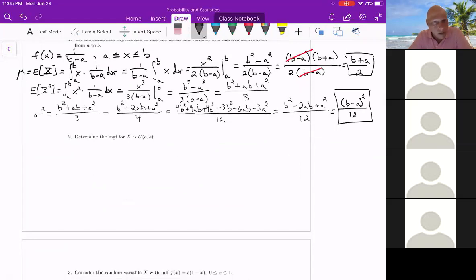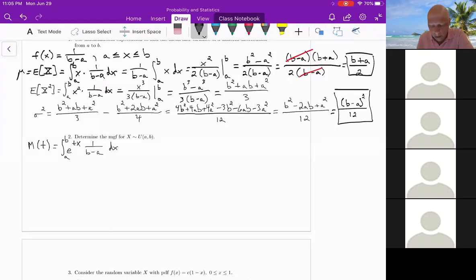In the next part, part 2, it asks us to derive the MGF for this general uniform distribution. So let's go ahead and jump to that one. M of t, by definition, is the integral of e to the tx times the PDF of 1 over b minus a dx. And this is integrating from a to b.